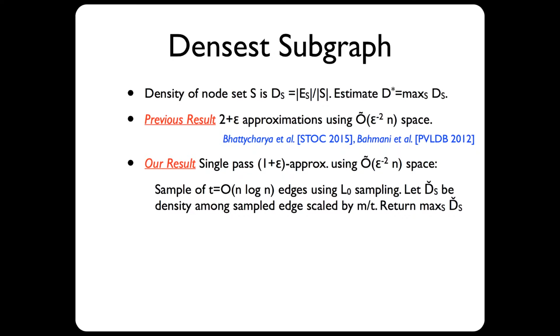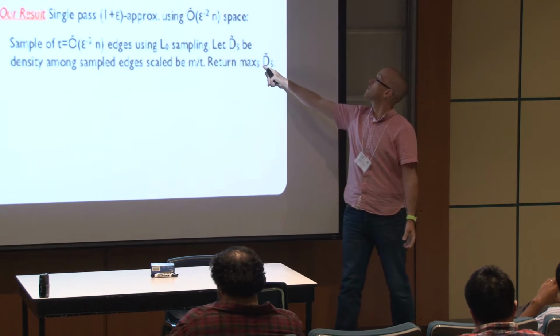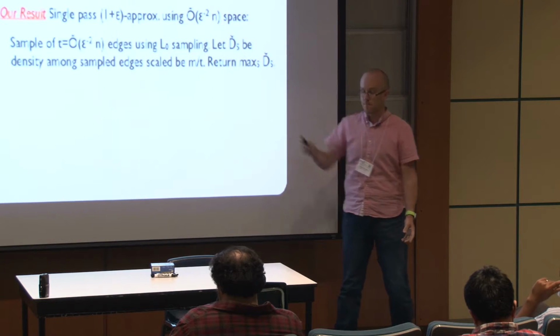So in slightly more detail, you're going to sample roughly n edges using your L0 sampling primitive. And then amongst the sampled edges, let d hat S be an estimate for the density of that subgraph based on the sampled edges. And so you just return the maximum density in your sampled edges.